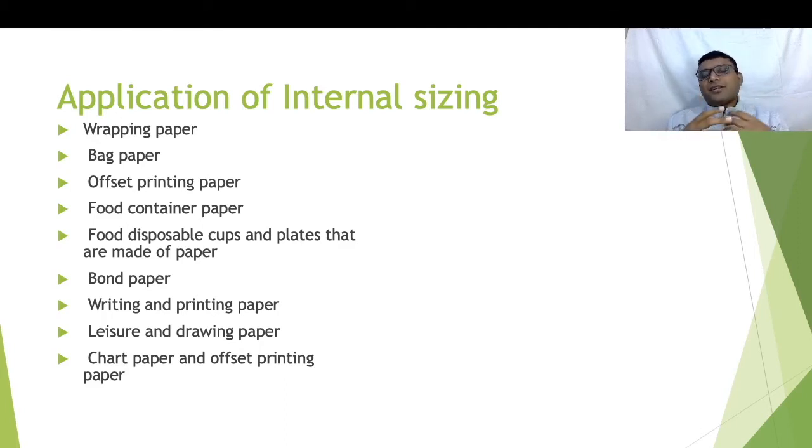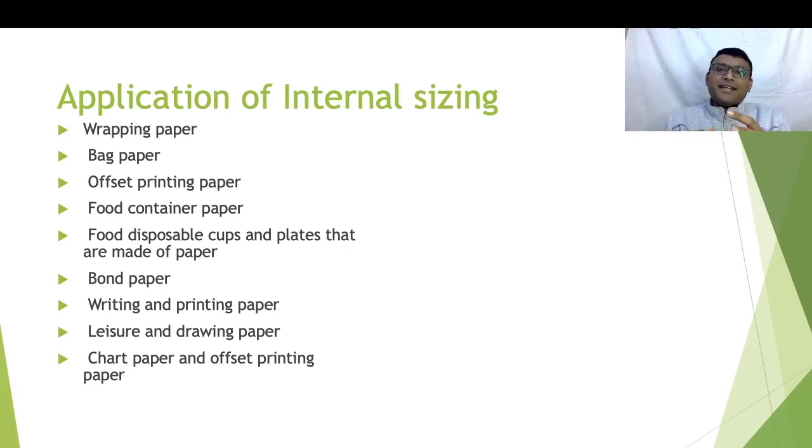So these are the major applications of paper which require internal sizing. Now, why internal sizing? Because in all these applications, the paper should not absorb water beyond a particular point, or fluid, or oil, as per the case. For example, if you take food container paper, it should not absorb oil from the food and spoil the food. For that, you need to do some internal sizing.